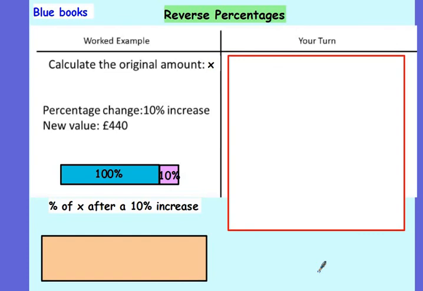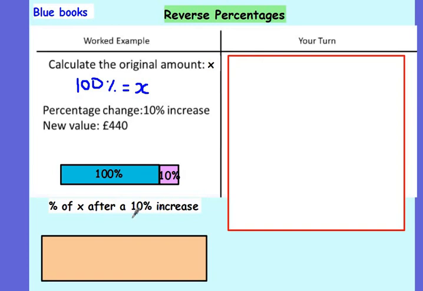I've been asked to calculate what the original amount of something would be. And we're going to call that X. So I've been asked to work out what 100% of X is. I've been told there's been a percentage change, an increase of 10%. And after this increase, my new value is £440. So if I've had a 10% increase, Evie, what percentage do I have altogether now after a 10% increase? I've drawn the bar to help you out.